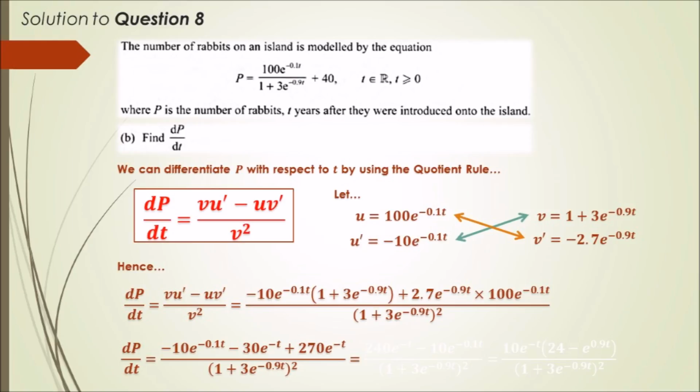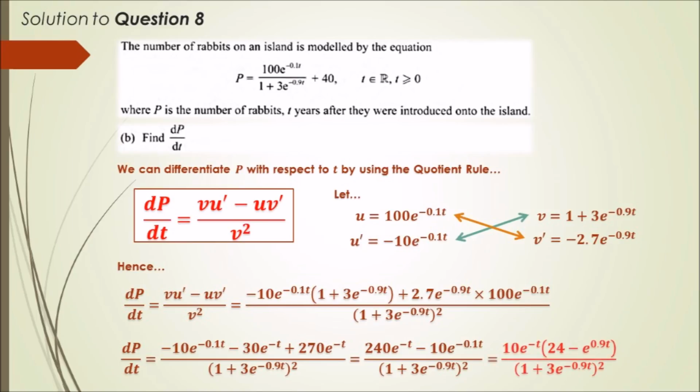Oh man, that's a lot, right? It's a lot of reading, guys, isn't it? So just have a look. Next one, minus 30 plus 270 gives you 240e to the power minus t, and of course minus 10e to the power negative 0.1 t. And lastly, we can factorize 10e to the power minus t out, and we should get the following. Voila, that's it. Man, this can really drag your breath out. I hope this helps, guys, and for those continuing, get ready for part C.